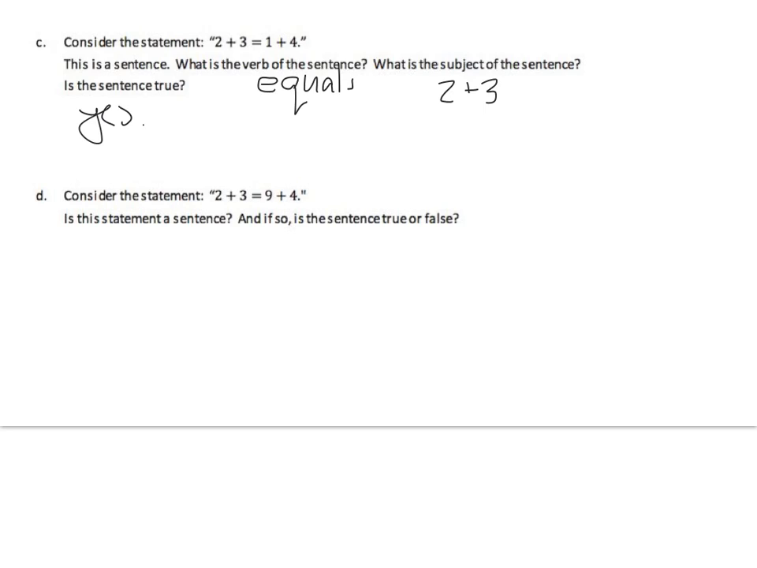Consider the statement 2 plus 3 equals 9 plus 4. Is this statement a sentence? Yes. Is it true? No, it is not true. We have the verb and the subject, but that makes it false. Here, we're going to review.